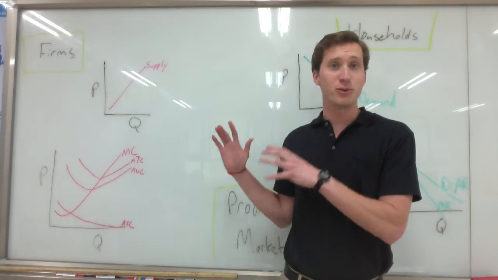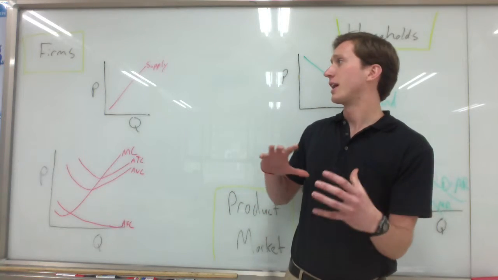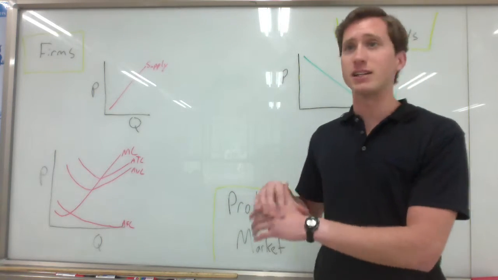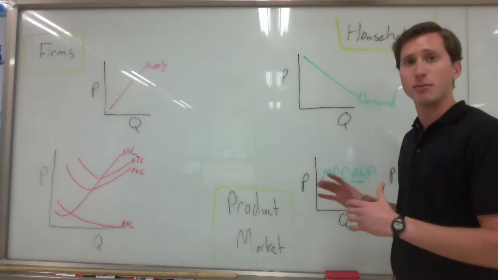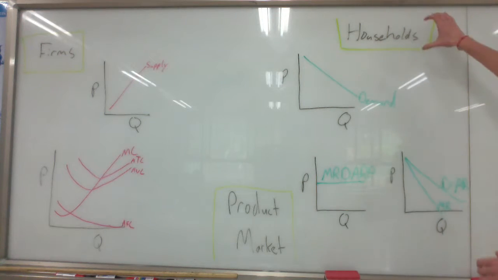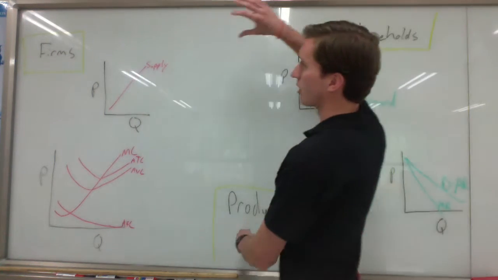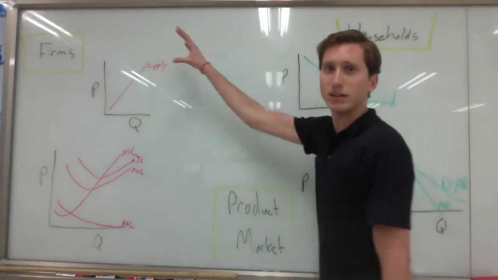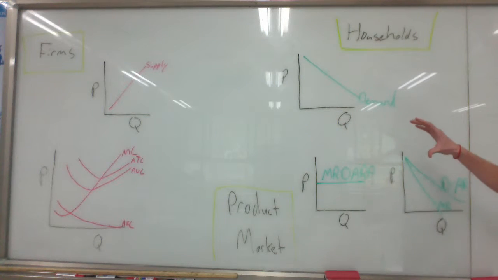All right, so this is going to be a brief overview of the main part of microeconomics, looking at the theory of the firm and market structure and how it all fits together. What I have drawn up here are three different sections: households, product market, and firms. These three are a big part, of course, of the circular flow diagram.